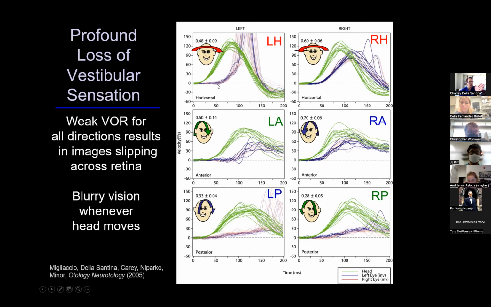Her eyes just go with her nose until she realizes she's off target and she jumps her eyes back onto target, getting there about 150 milliseconds after the head movement started. And that's true no matter which way she moves her head, different directions, although you can see that her left ear was a lot worse than her right ear where she had some function. And we ended up putting the cochlear implant in her left ear.